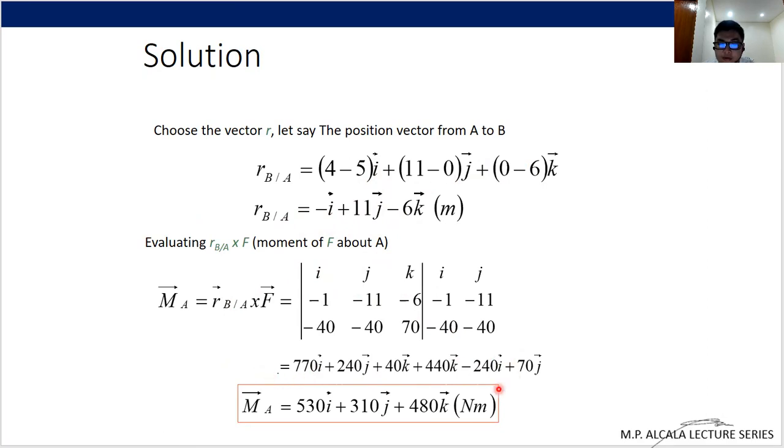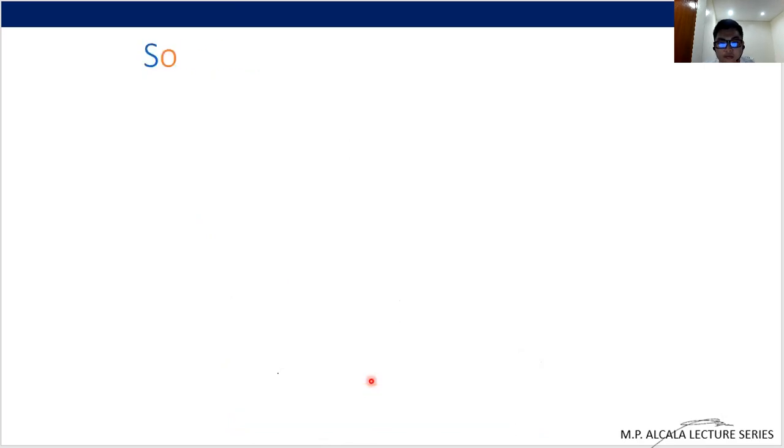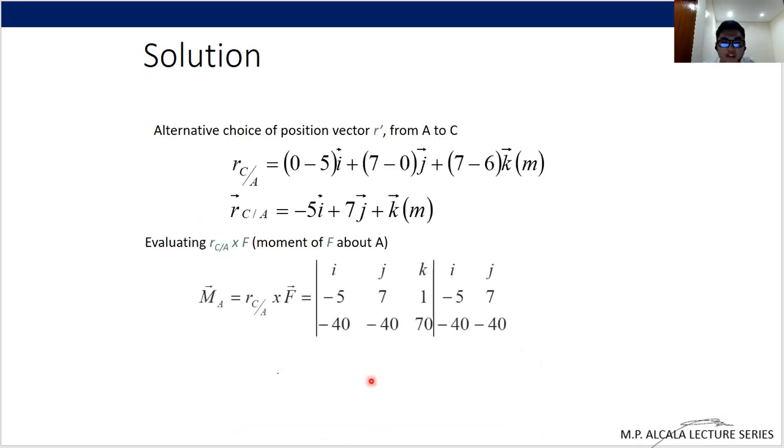So giving us the following. Okay, very straightforward. Okay. So alternative choice of position vector, you may also use A to C, since we will have the same moments at point A. Okay, take note of that.